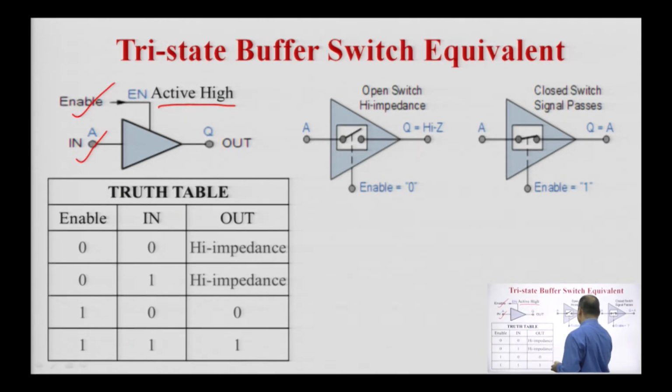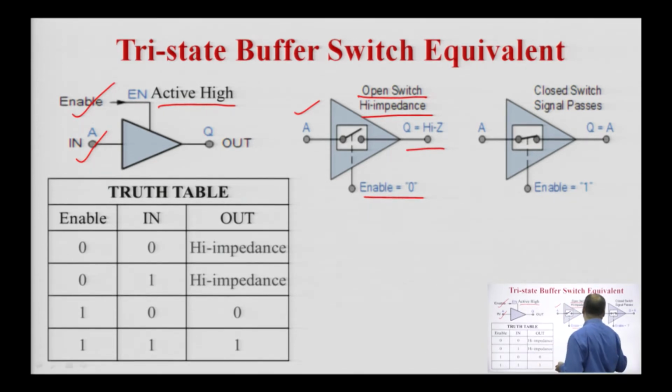So, here is the equivalent circuit of this tri-state buffer. When enable is 0, this buffer acts as an open switch, and this open switch is nothing but a high impedance state. So, when we apply any input to this tri-state buffer, the output is always in the high impedance state. If we apply 0 as input, the output is high impedance, and if we apply 1, it is again a high impedance state.